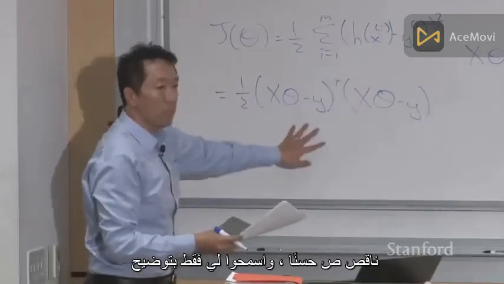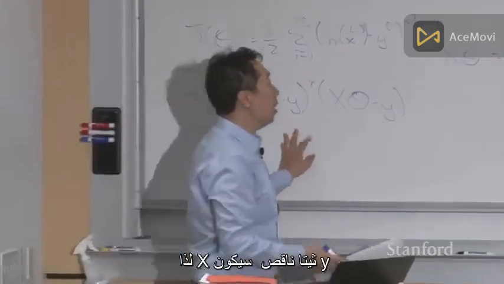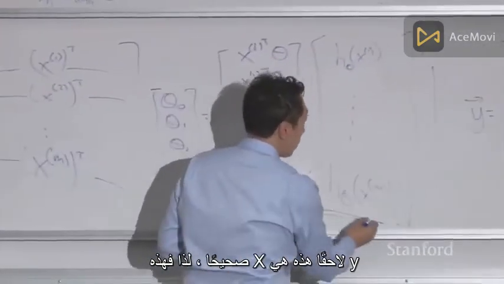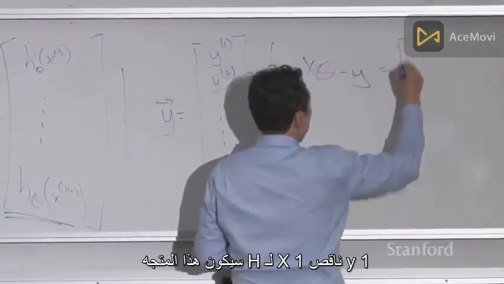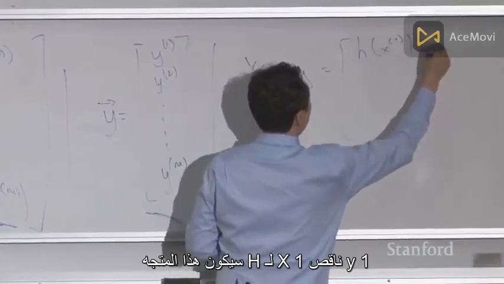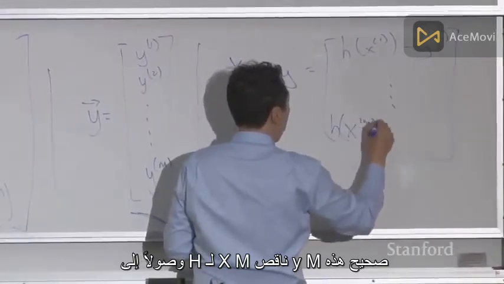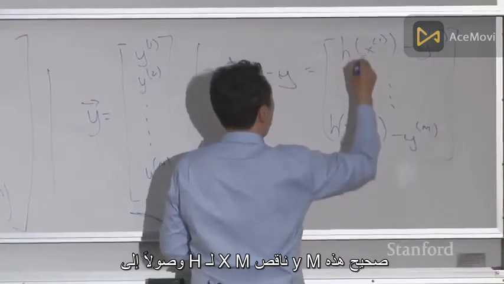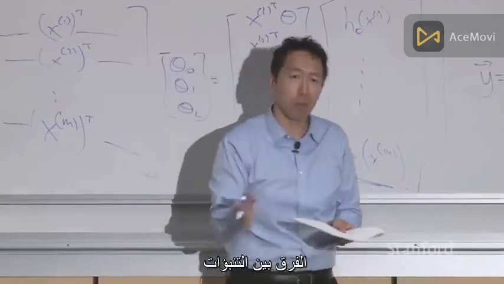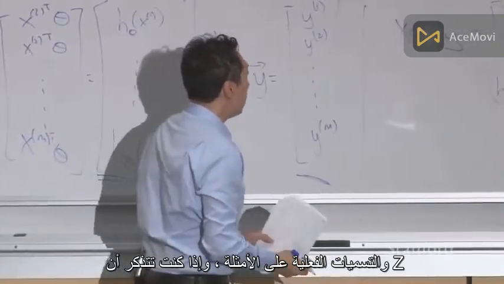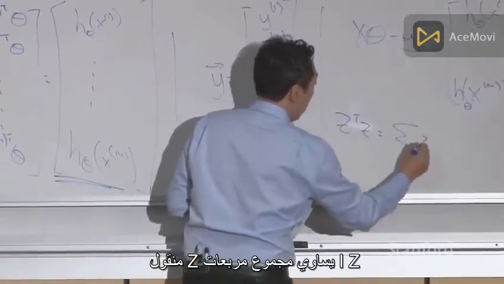Let me just outline the proof, but I won't do this in great detail. So X theta minus y is going to be this vector of h of x1 minus y1, down to h of xm minus ym. So it's just all the errors your learning algorithm is making on the m examples, the difference between predictions and the actual labels. And if you remember, z transpose z is equal to the sum over i of z_i squared.